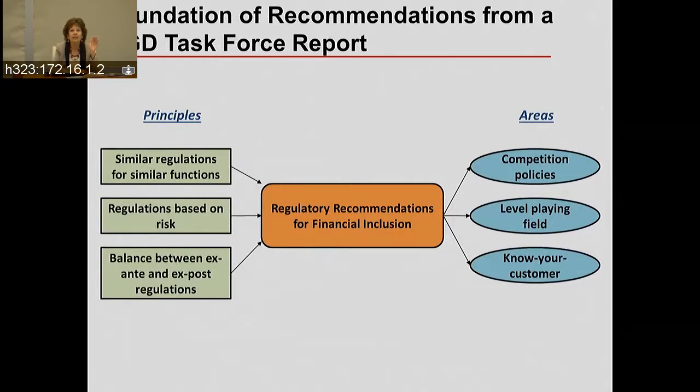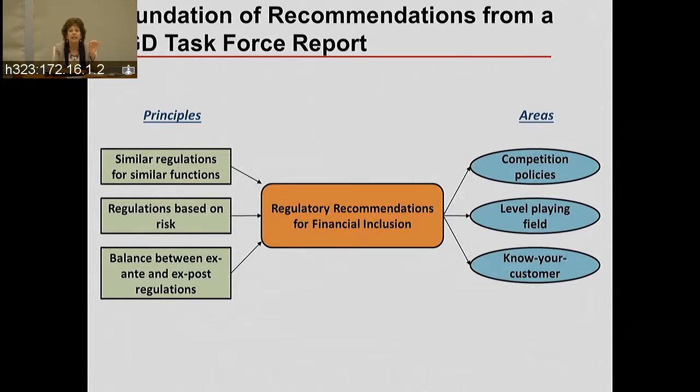The first one is that if you are going to regulate the financial system, similar regulations should be applied for similar functions. This is known as the functionality approach, very well known by financial regulators, and that's why we believe they will be very comfortable with this approach as applied to financial inclusion, and I will explain how this works in a minute. The second principle is that regulation needs to be based on risk. The riskier the activity, the more burdensome the regulation.